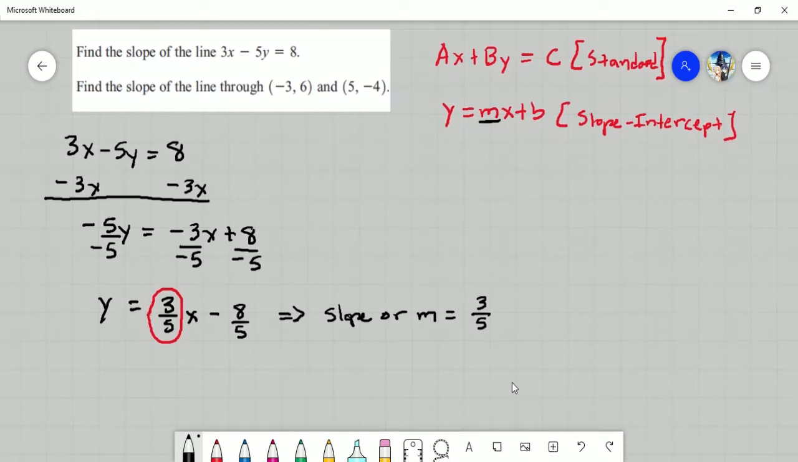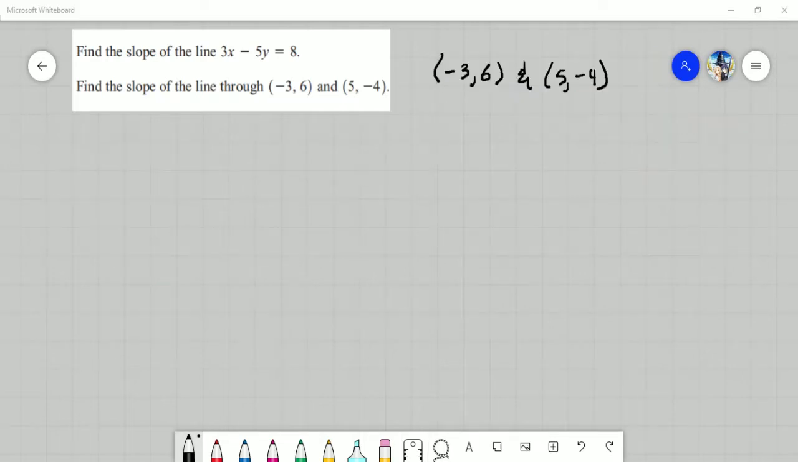All right, so now moving on to the second one. You see we have here finding the slope of the line that's going through these 2 points, (-3, 6) and (5, -4). In order to solve this type of problem, we need to use what's called the slope formula. We have a formula to find the slope, and I will write that down here.